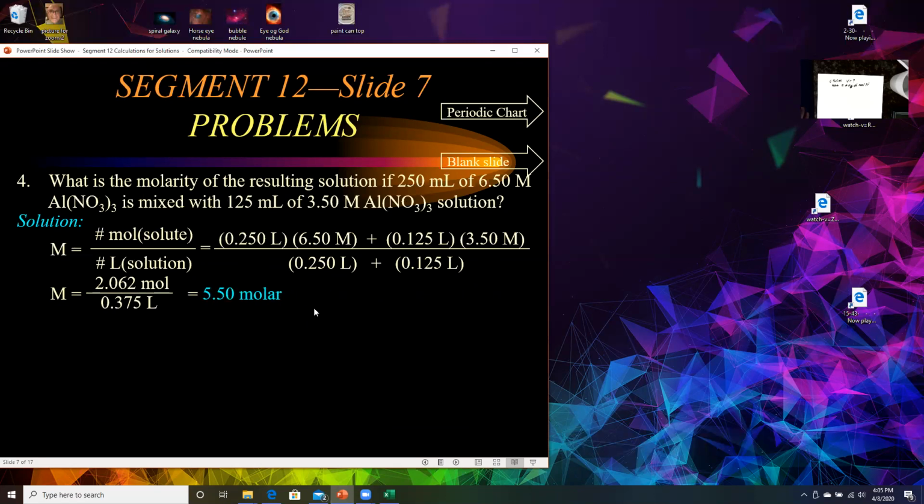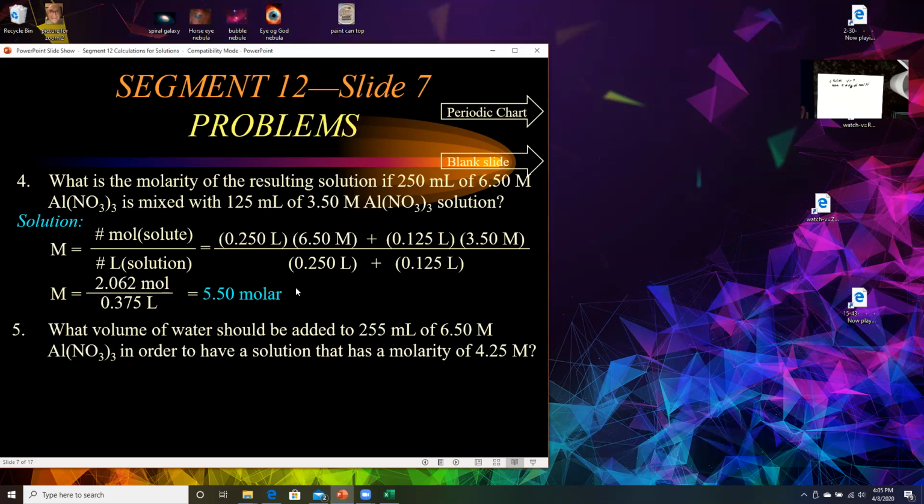And I get 5.5 molar, and guess what? It did come out between the 2, didn't it? So if I'd made a mistake up here and got an answer that was less than 3.5 or greater than 6.5, I'd know those answers were wrong.